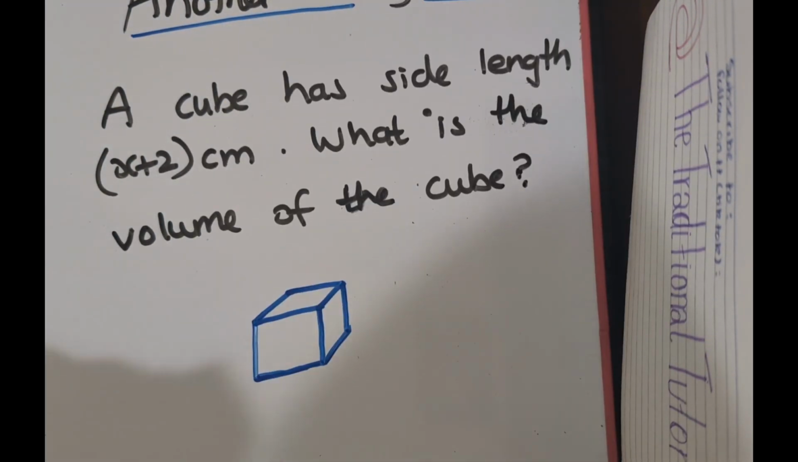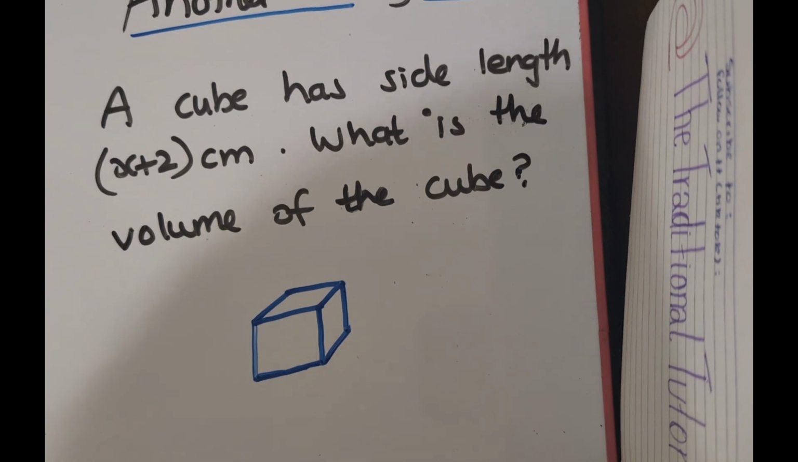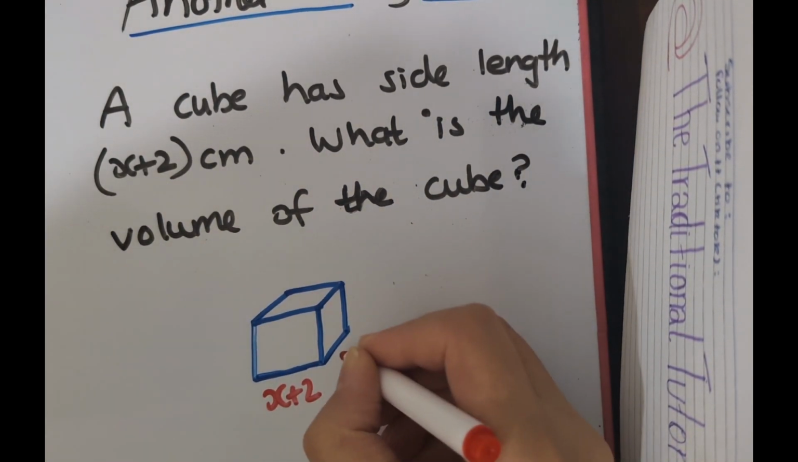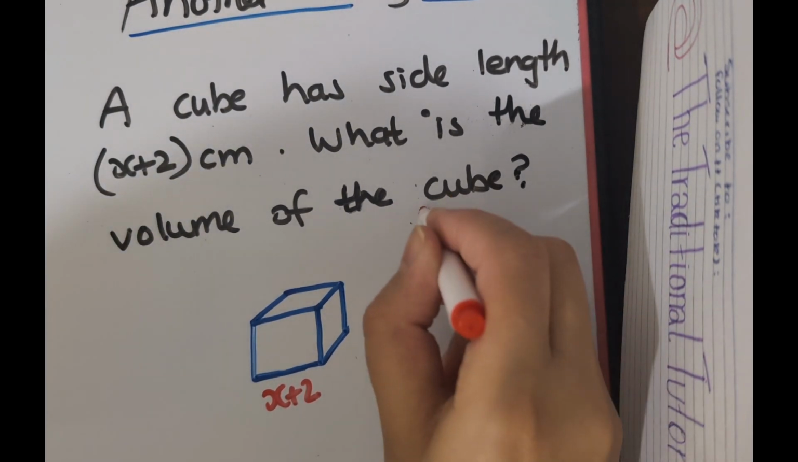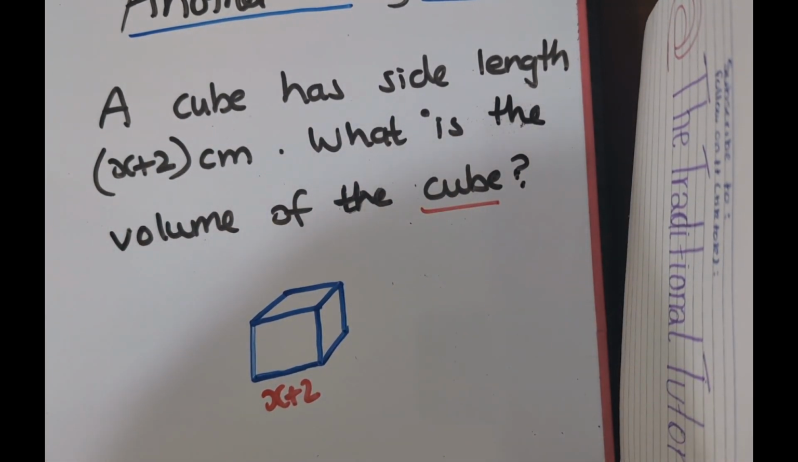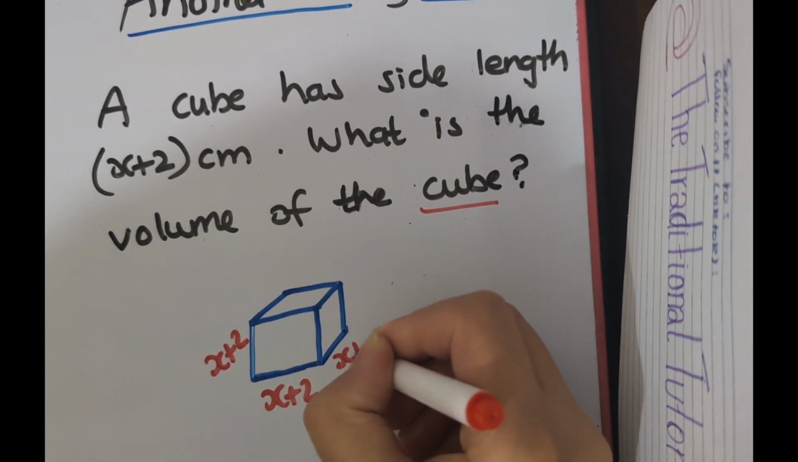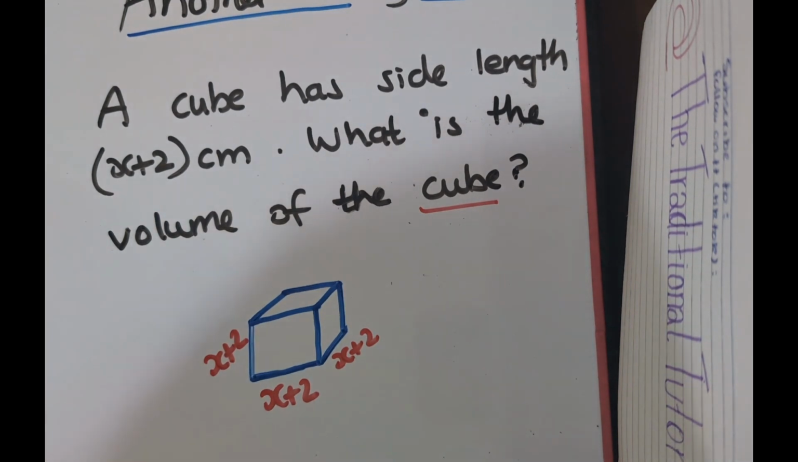And now just to label the sides. So we've just been told that the side length is x plus 2. Okay, so I'm just going to put that there. And because it's a cube, a cube has all side lengths the same. It's basically a square, but in 3D. So that means all of my side lengths are x plus 2, all of these side lengths.